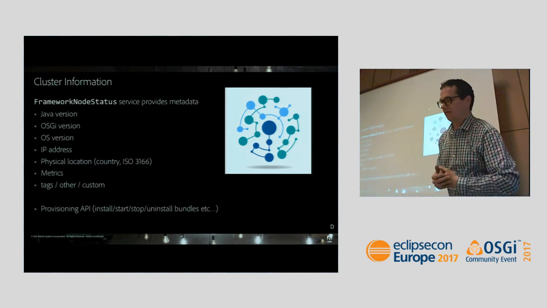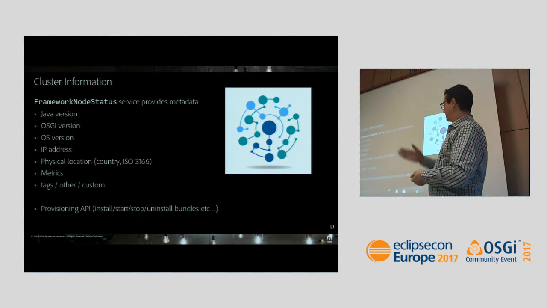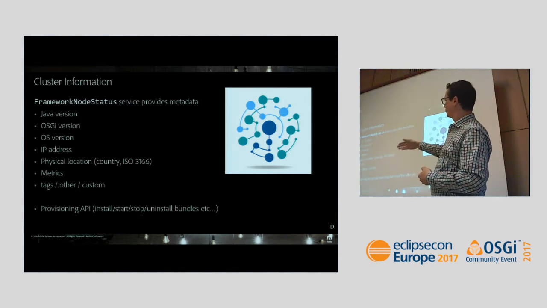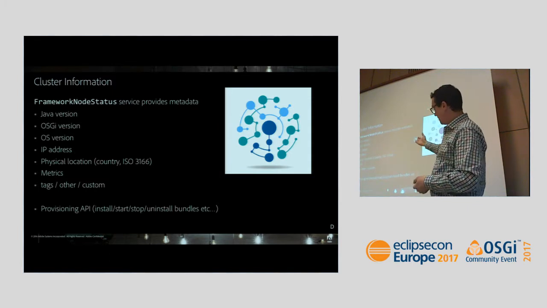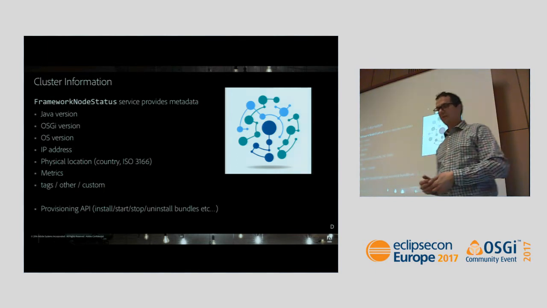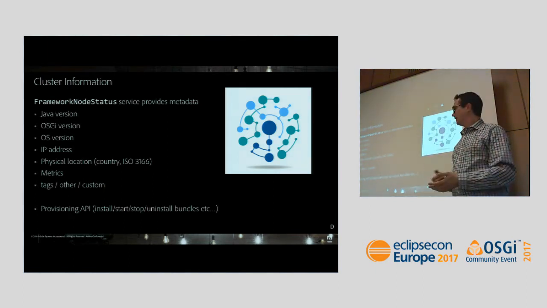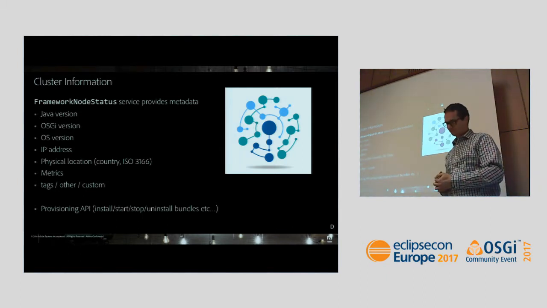So this all works through a service called the Framework Node Status Service. That's just an ordinary OSGi service that provides you metadata about things like the Java version, the OSGi version it's running, the version of the OS, which might be useful to know in some cases. Very importantly, the IP address. If this framework runs a database for you, then the IP address might be something that you want to connect to.